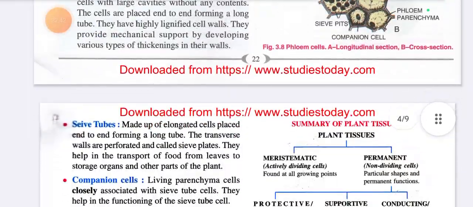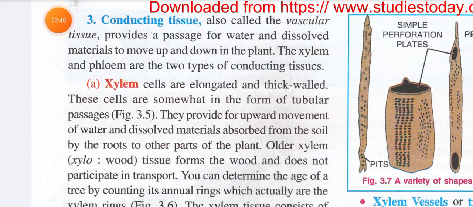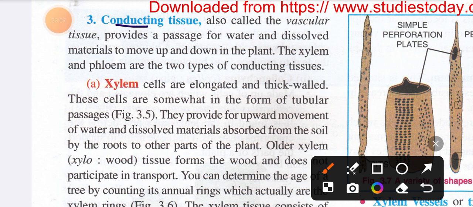Okay, now we have conducting tissue, very important. They are also the vascular tissues which provide passage for water and dissolved materials to move up and down in the plant. Now what do you mean by conducting tissue? Conducting tissue means, like teachers often say, I will conduct your surprise test, means she will take it. So these are the tissues which take up water from the roots to the other parts of the plant, and also carry the food prepared by the leaves to other parts of the plant like root, stem, everything. So these are conducting tissue.